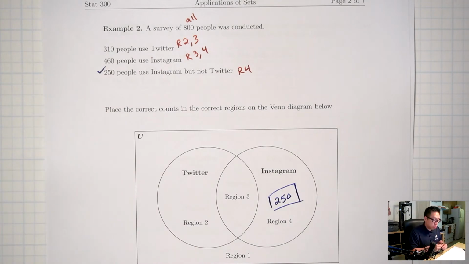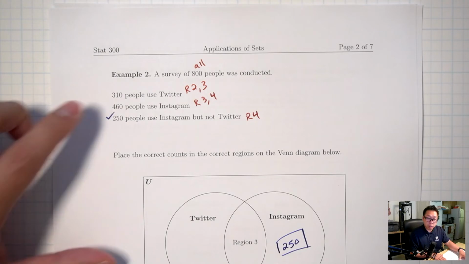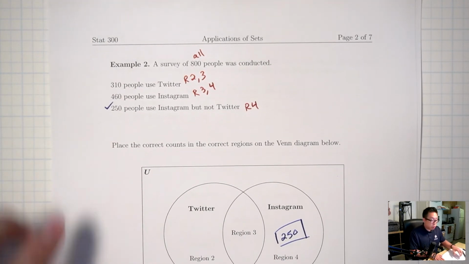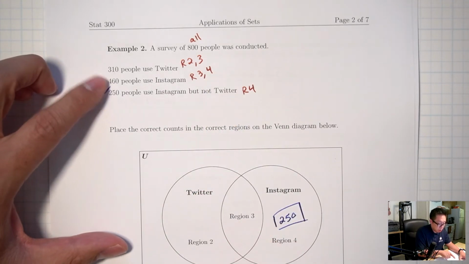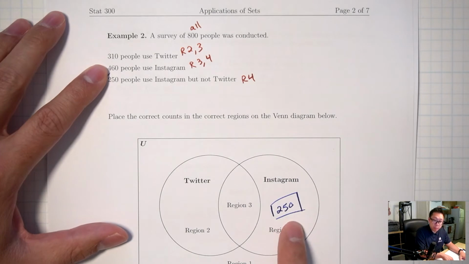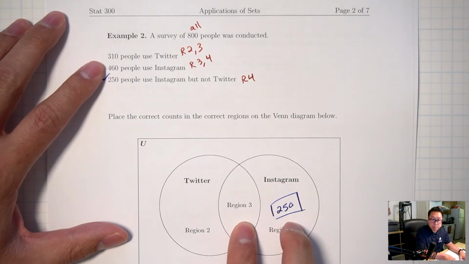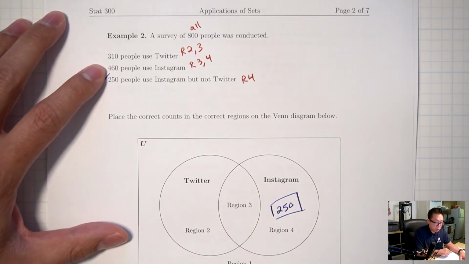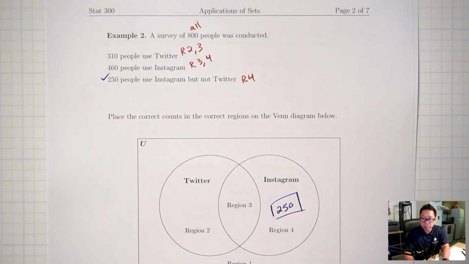Once you're done with all the clues that represent a single region, go on to the clues that represent 2 regions. It doesn't matter which one you do, the 310 or the 460 next. Let's do the 460. So region 3 and 4 together should be 460. Right now I have 250. Question is, what is the missing number so that these 2 regions add up to 460? So what you can do is take your target, which is 460, and subtract off what you already have. So 460 minus 250 is 210.